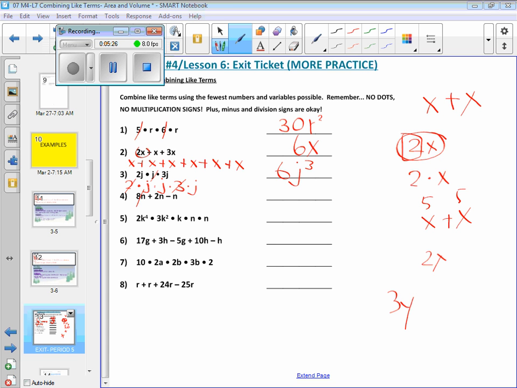I'm adding how many more n's? Hold it up. 2 more. How many does he have total now? I hope so. Now he's got to give me one. How many does he have left? 9n is the answer. Okay? Have a seat.